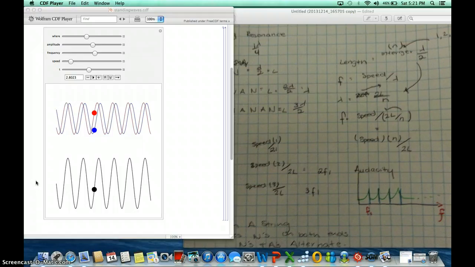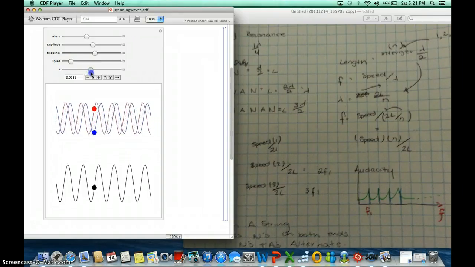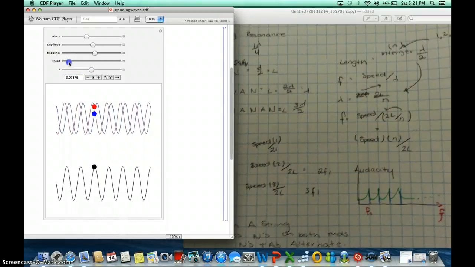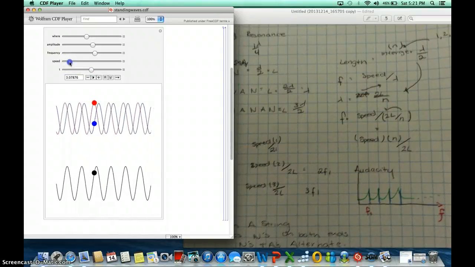all nodes and antinodes alternate. Here, for instance, we have both nodes at the end, so node here. Let me fix that. Let's get a better view. Close enough. So it would be node, antinode, node, antinode, node.